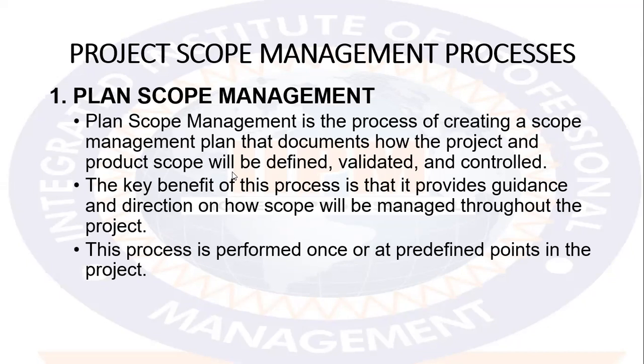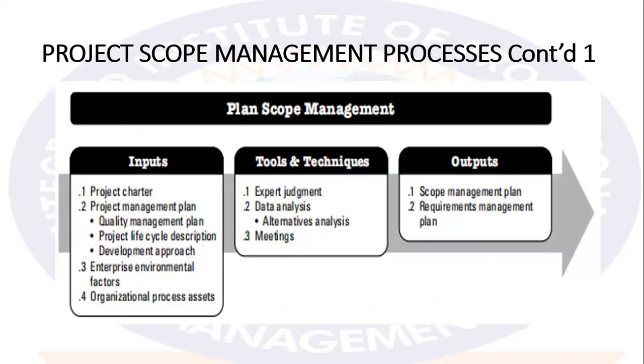So from here, we've already seen the benefit of plan scope management. It gives us the guidance and direction on how scope will be managed. That means it is a blueprint document. Now on the inputs, we have the project charter, we have the project management plan, and from the project management plan, we'll be needing the quality management plan. We need the project lifecycle description, the development approach, the enterprise environmental factors, and the organizational process assets.